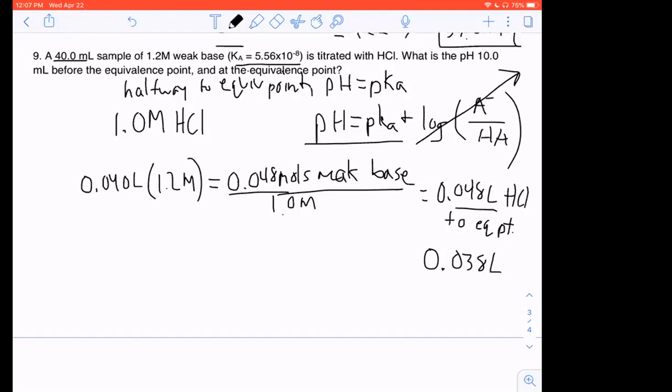If you're still stuck, just let me know and I can work through it a little more. Remember, in this part you're in that buffer region before the equivalence point, so I like to use the Henderson-Hasselbalch equation. You can use the other version as well if you're more familiar with that, whichever way you want. I'll give you a second to work that out. If anyone's stuck, feel free to message me again.